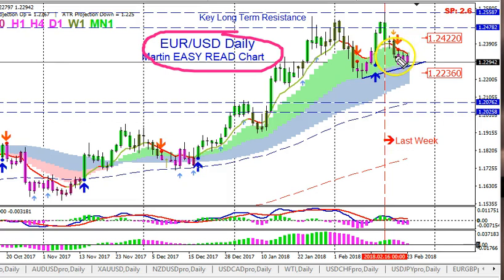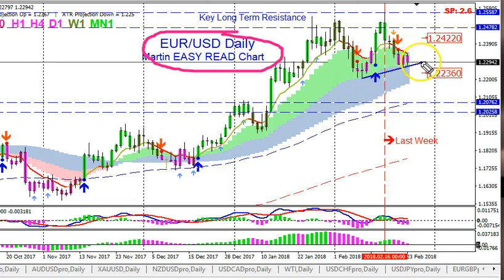These candles are color coded. I'll explain that as I go along. But this is, of course, I'm showcasing my Easy Read charts. So that is a pullback candle, and it's bearish. That was Tuesday, Wednesday, Thursday, Friday, just kind of sideways.